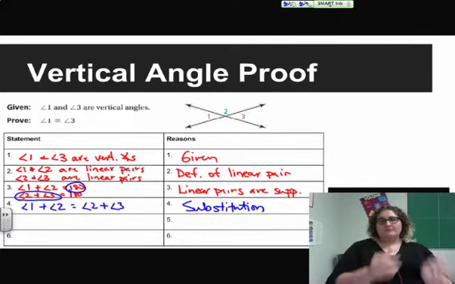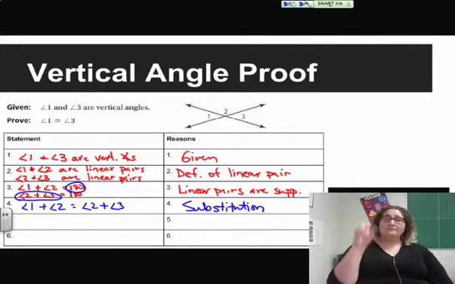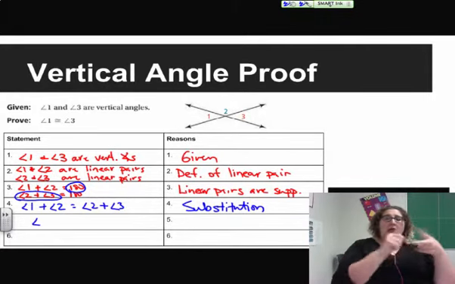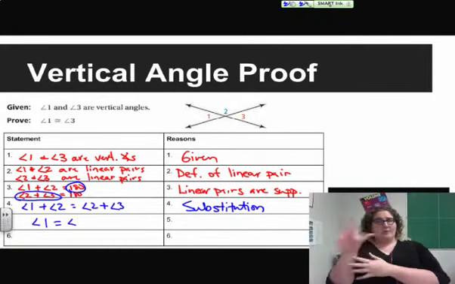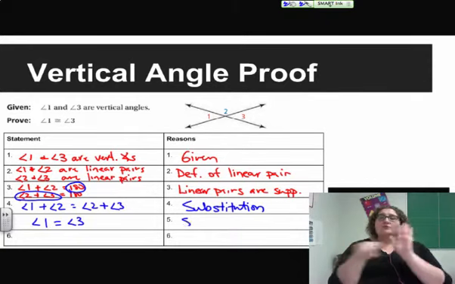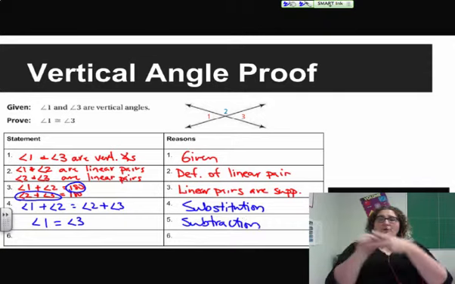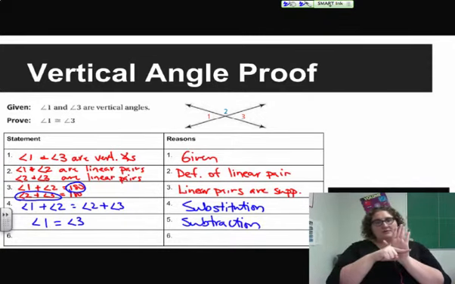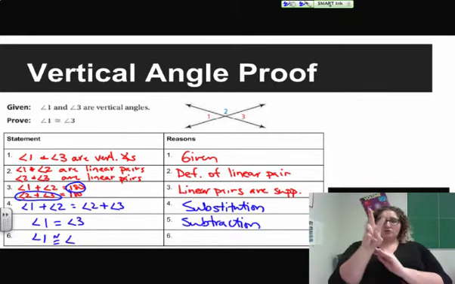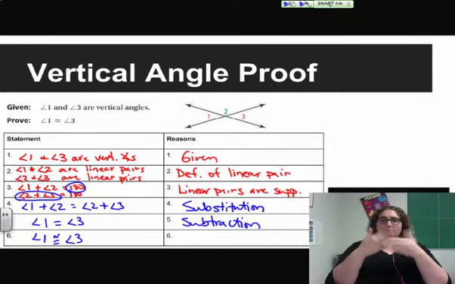Okay, now we're going to do some algebra. I want to prove that angle 1 is congruent to angle 3. So to do that, I'm going to subtract angle 2 from both sides, which would leave me with angle 1 is equal to angle 3. And this is by subtraction, because I subtracted angle 2 from both sides. And then I can finally say that angle 1 is congruent to angle 3 by the definition of congruence.